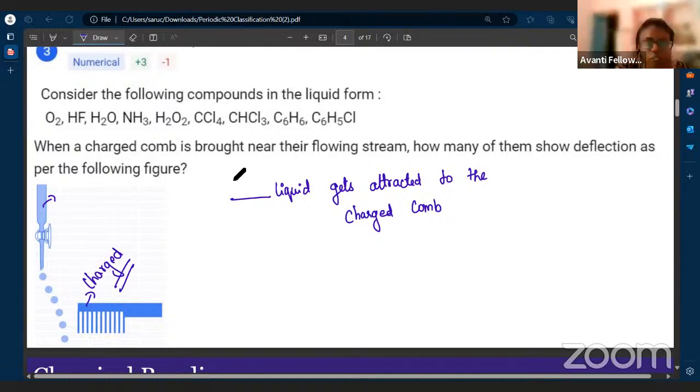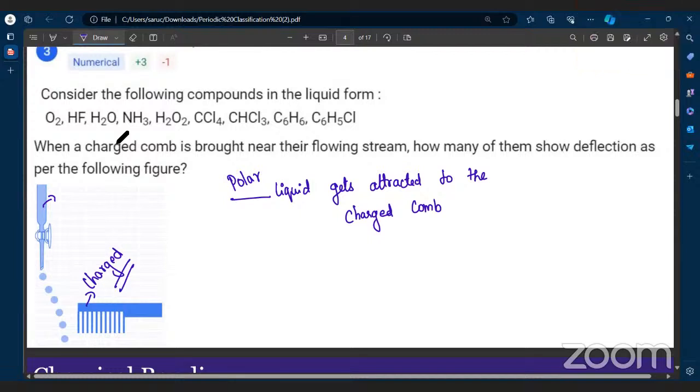Okay, so it should be a polar liquid. Now the concept we are going to use here is you have to find out how many of the compounds are polar in nature. That many compounds will get attracted to the charged liquid. So find out how many of them are polar.